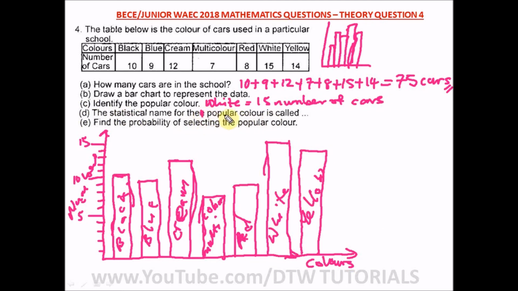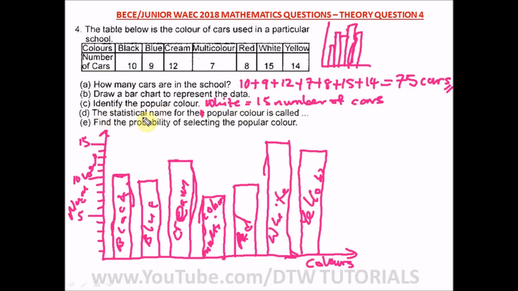All right, now D says the statistical name for the popular color. The popular color is called what? Now, what's the statistical name? Remember, in statistics, you have your mean, median, mode, and your range. Your range is the highest number minus the lowest. Your median is the middle number, while mode is the most frequently occurring element. Here we're talking of cars, and the highest number of cars is identified as white.